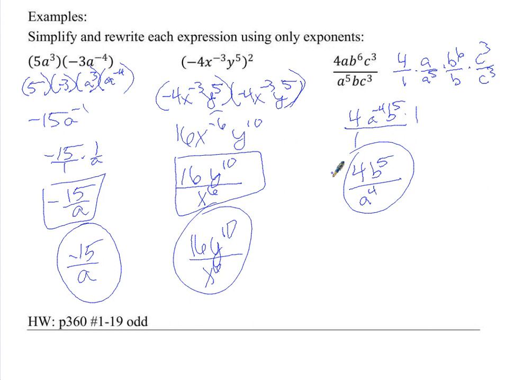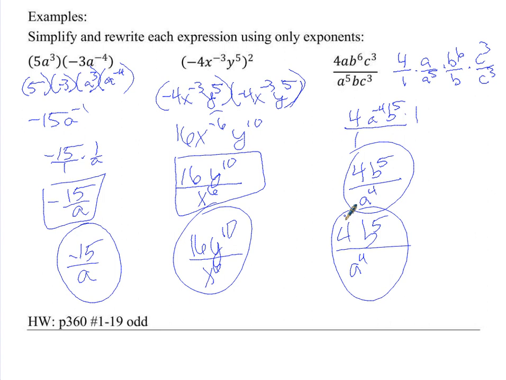But if I know my properties of exponents, I can avoid both of those steps that I just did and go straight to the answer. To do that, I'm going to suggest you just draw your division bar. I have 4 divided by 1, which is 4. That's a positive exponent. Positive exponents live in the numerator. I have a divided by a to the 5th, which is a to the negative 4th. That's a negative exponent. So I'll have a to the 4th power, but it's in the denominator. I have b to the 6th divided by b, which is b to the 5th. That's a positive exponent, so it lives in the numerator. And then I have c to the 3rd divided by c to the 3rd, which is 1. So that's my answer.